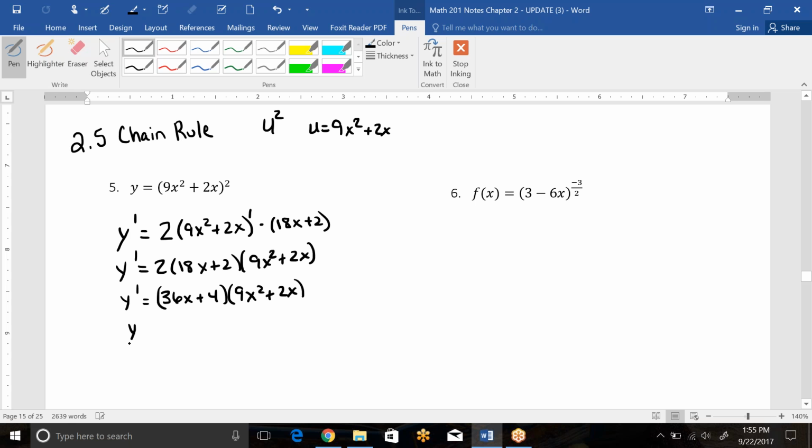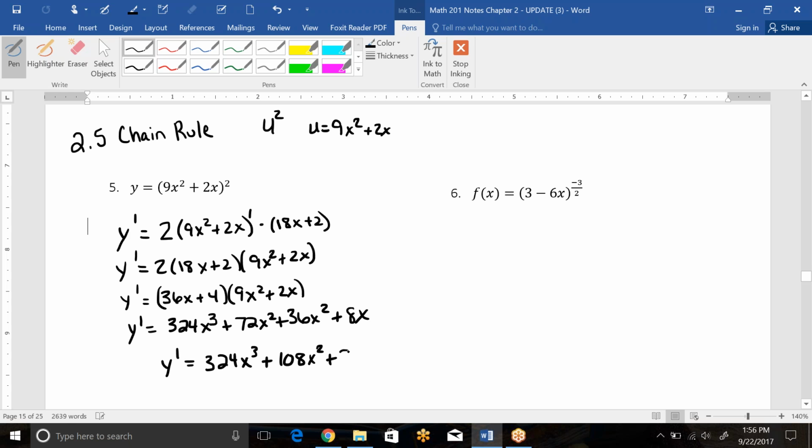And then we could FOIL this. This would be 324x to the third plus 72x squared plus 36x squared plus 8x. So if I work it all the way down, I get 324x cubed plus 108x squared plus 8x. So there's the derivative of that function that is a composite function using the chain rule.